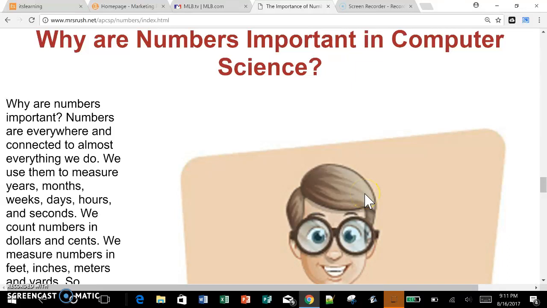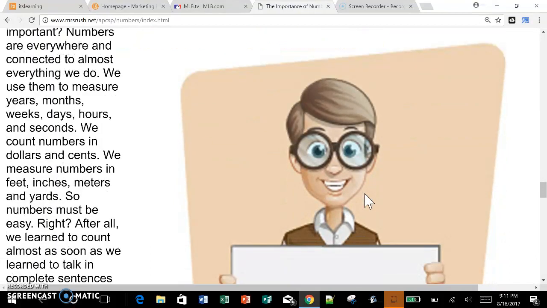Why are numbers important in computer science? Numbers are everywhere and connected to almost everything we do. We use them to measure years, months, weeks, days, hours, and seconds. We count numbers in dollars and cents. We measure numbers in feet, inches, meters, and yards. So numbers must be easy, right?